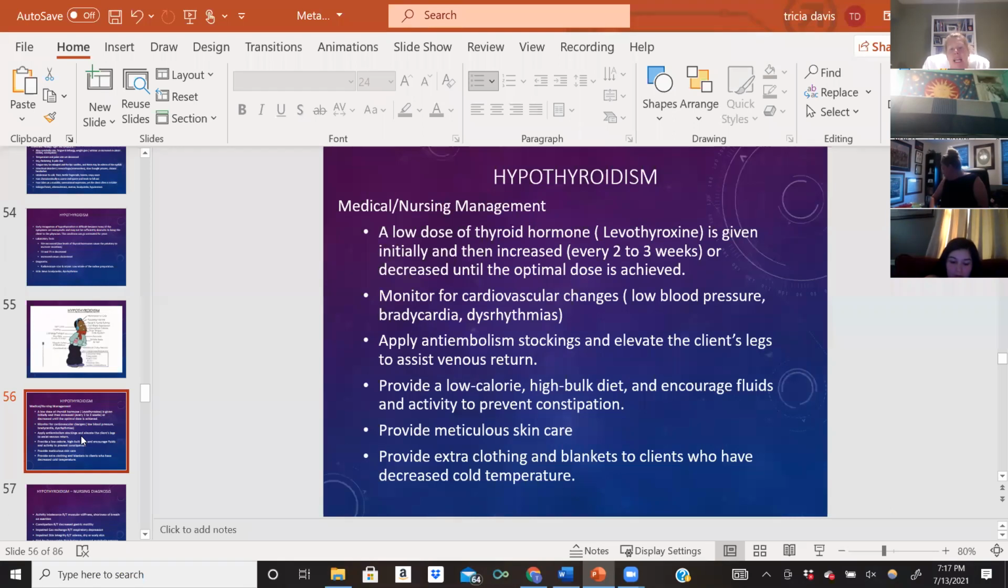We want them to have a low-calorie, high-bulk diet because remember, they are at risk for constipation and they are already gaining weight, so low calories. And we want to encourage fluids and activity because of the constipation. Meticulous skin care, and then provide extra clothing and blankets to clients who complain of cold temperature.